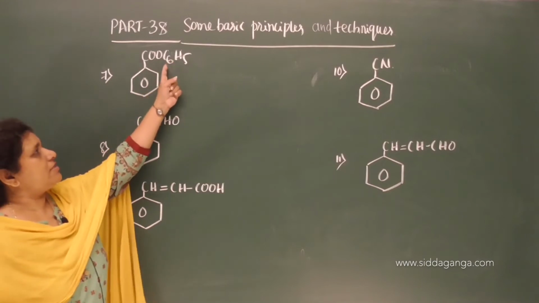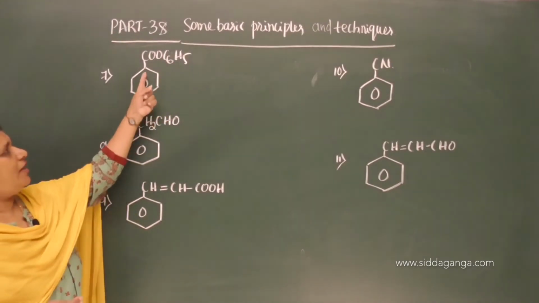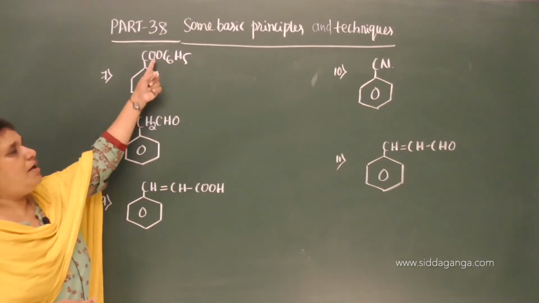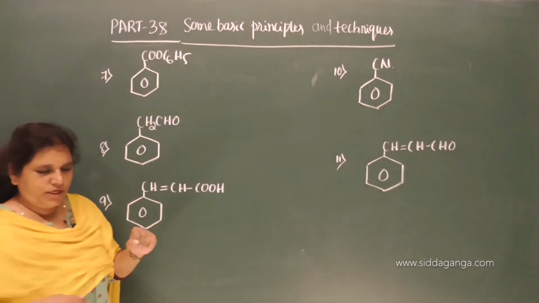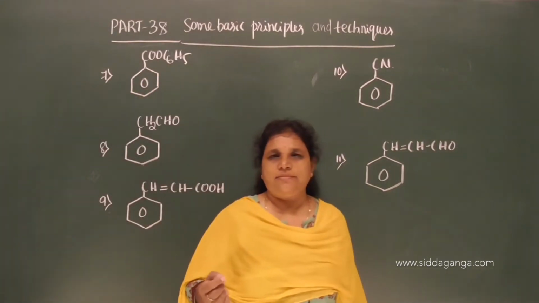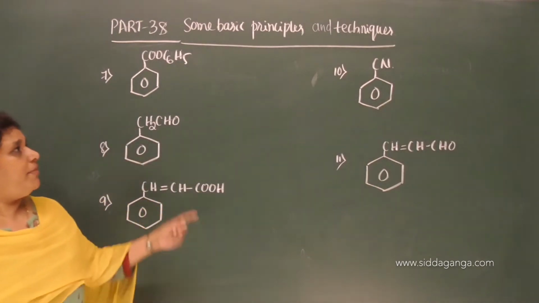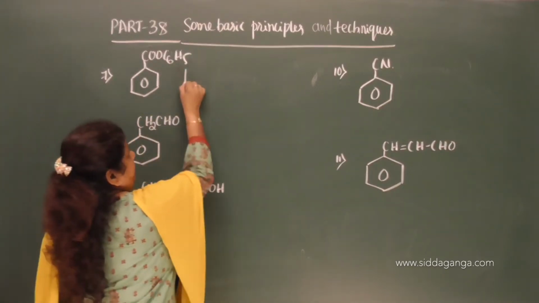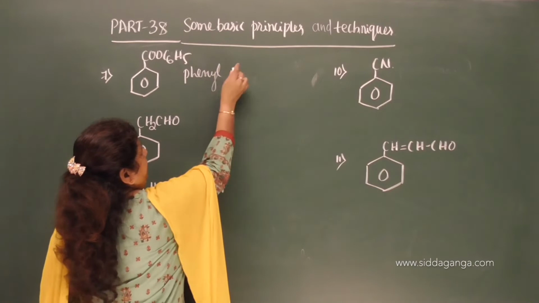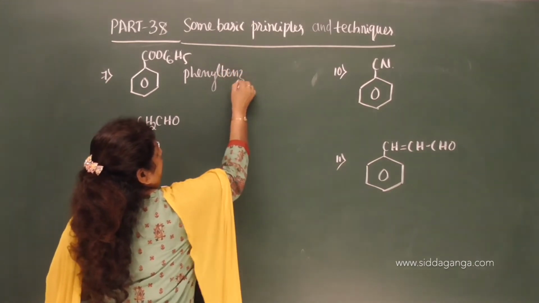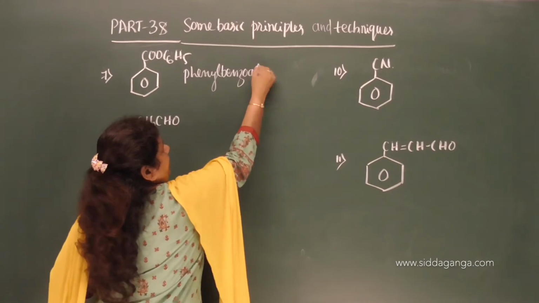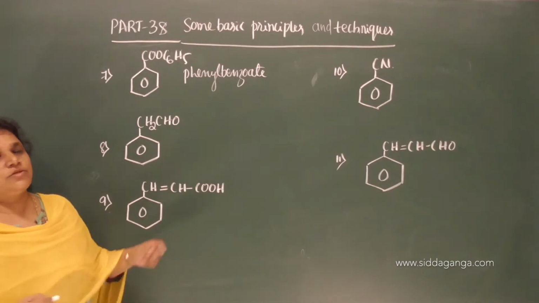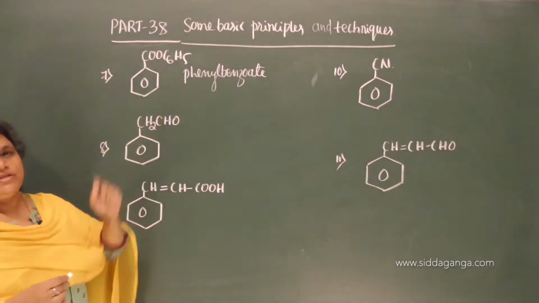Now this is C6H5 phenyl, this is also phenyl, and this is the ester group. C6H5COO is called benzoate, from benzoic acid. You replace ic acid by oate, then you will get benzoate. So benzoate, what benzoate? Phenyl benzoate. Phenyl substituted benzoate, that is phenyl benzoate. Ic acid is replaced by oate, that is benzoate, because it is an ester of benzoic acid.